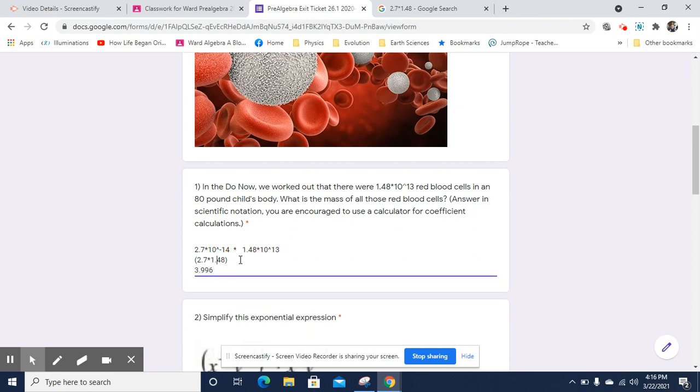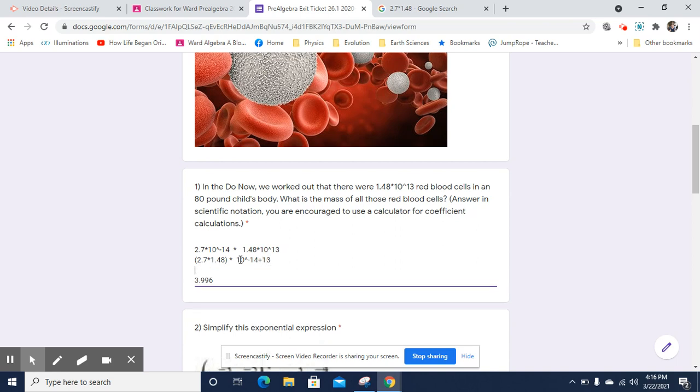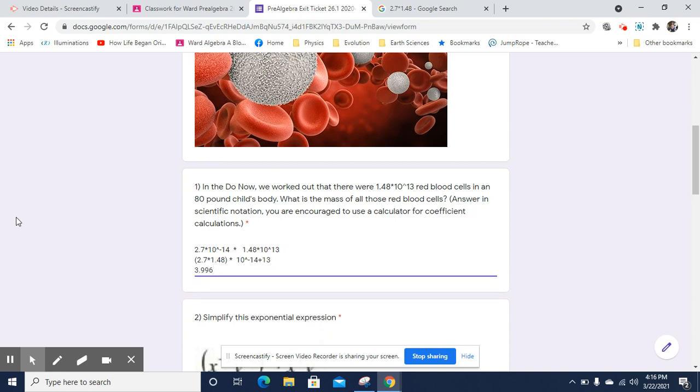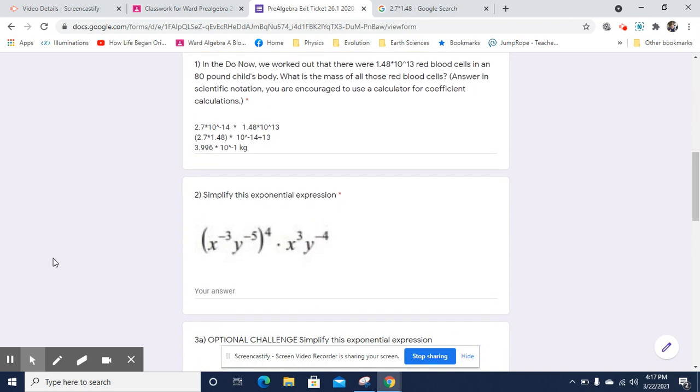Okay, so that comes out to 3.996. And then our power is going to be 10 to the negative 14th plus 13th, which is going to end up being 10 to the negative first. And that's kilograms, of course. So we're already in scientific notation because our coefficient is good to go. 3.996 times 10 to the negative first kilograms, or approximately 4/10 of a kilogram.